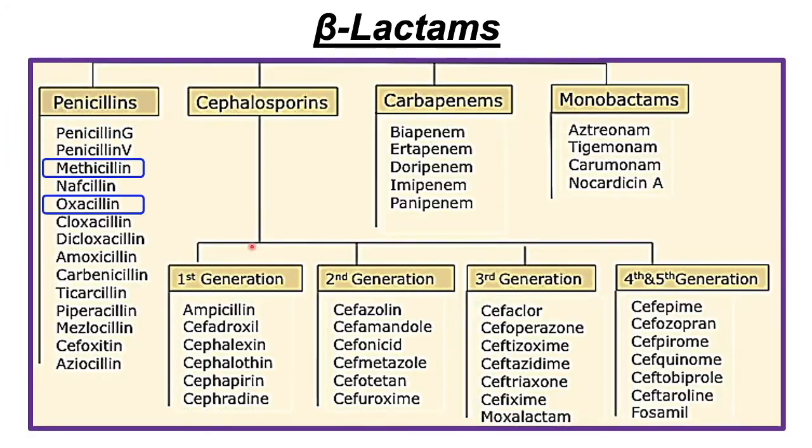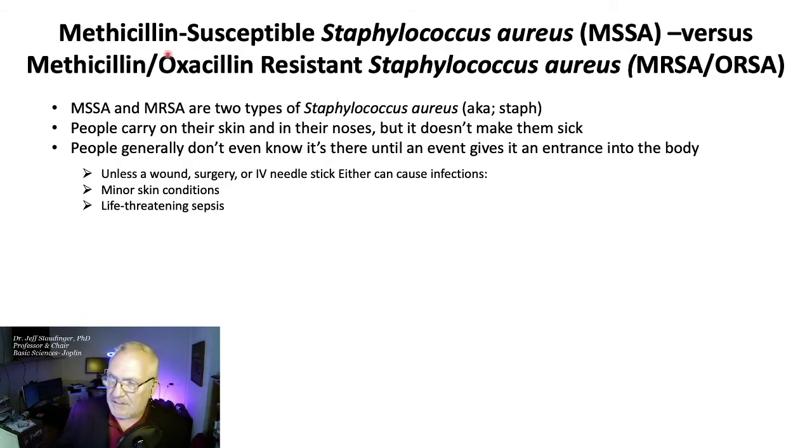I want to talk now about 2 very important beta-lactam antibiotics: methicillin and oxacillin. Methicillin-susceptible Staph aureus, MSSA, versus methicillin- or oxacillin-resistant Staph aureus, also known as MRSA and ORSA. MSSA and MRSA are 2 types of Staph aureus. People carry it on their skin and in their noses, but it does not make them sick. People generally don't even know that they have it until an event gives it entrance into the body. IV needles, surgery, a wound, or a skin condition can all cause life-threatening sepsis.